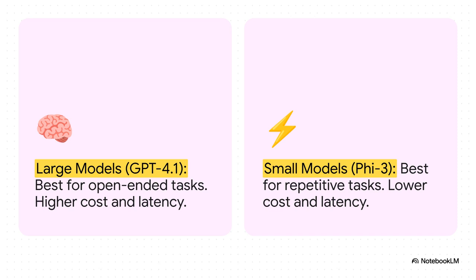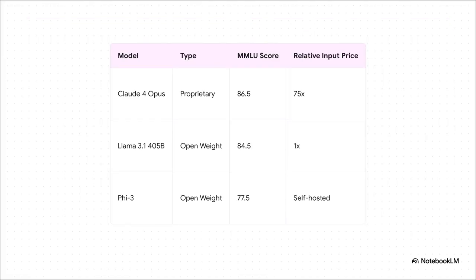Or do you pick a smaller, more efficient model like Phi 3 that's way faster and cheaper and perfect for well-defined tasks like our cancellation bot? It's that classic trade-off between raw power and just plain practical efficiency. And this table here, it visualizes that trade-off perfectly.